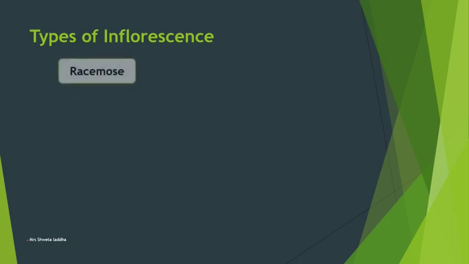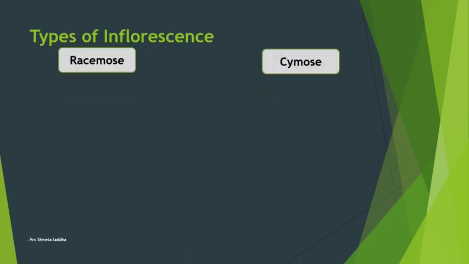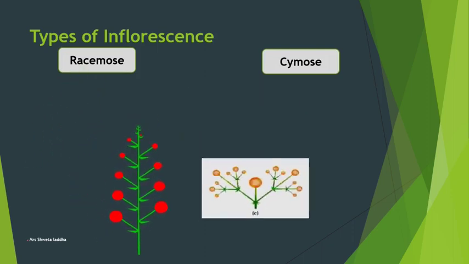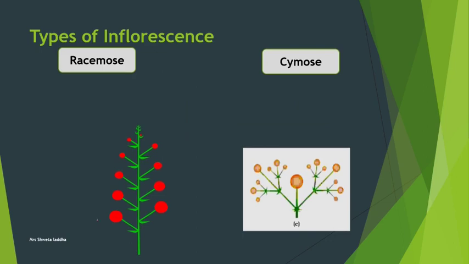Now, what are the two types of inflorescence which we'll be studying? The basic two types of inflorescence are racemose inflorescence and cymose inflorescence. If you see in the picture, in racemose inflorescence, older flowers are at the base and younger flowers are at the apex. This arrangement of racemose inflorescence is called acropetal arrangement. Whereas in cymose, you can see at the top the old flower is there, whereas towards the base the younger flower is there. This special arrangement is called basipetal arrangement.